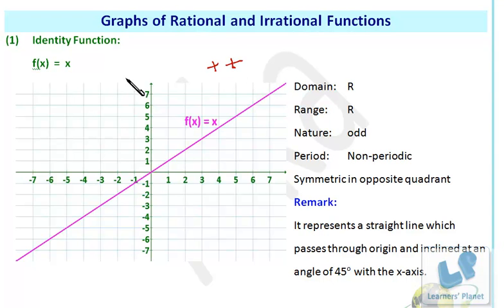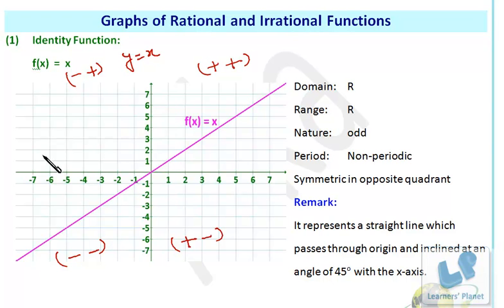X and y, both of them are positive. In the second quadrant, x is negative but y is positive. In the third quadrant, both of them are negative, and in the fourth quadrant, x is positive but y is negative, right? So that you must be knowing, right? Here f(x), that means it is a function of x, or we can call it as y, right? So here it is the graph of y is equal to x, okay?